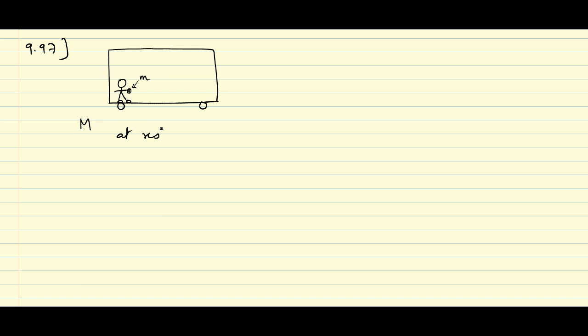In question number 9.97, the details are as follows. There is a railroad car, and in that car stands a boy, and the total mass of the boy and the car is given to be M. Now the boy holds a ball in his hand, and the mass of the ball is given to be small m, and the system is initially at rest.